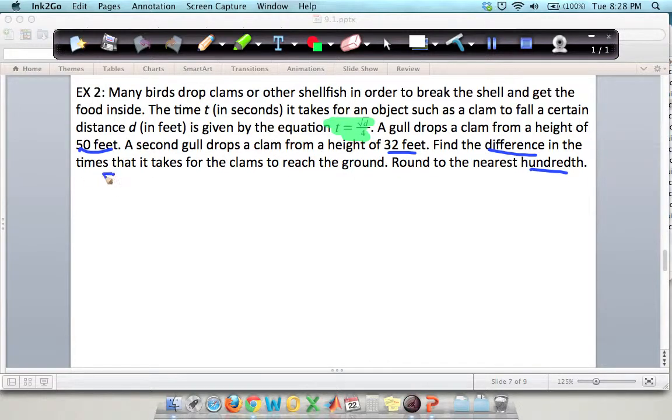So I'm going to do the 50 and the 32. I want to know t, that's what I'm trying to find, and I know here the distance is 50, so I just plug it in for d. And here I know the distance is 32. Then you just plug this into your calculator.